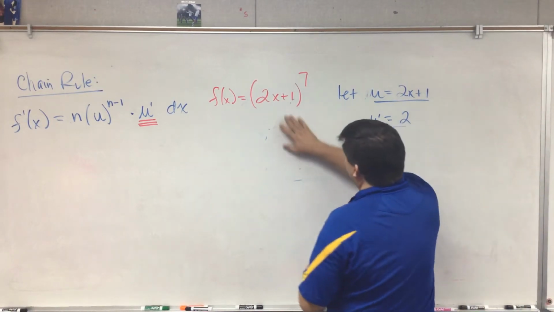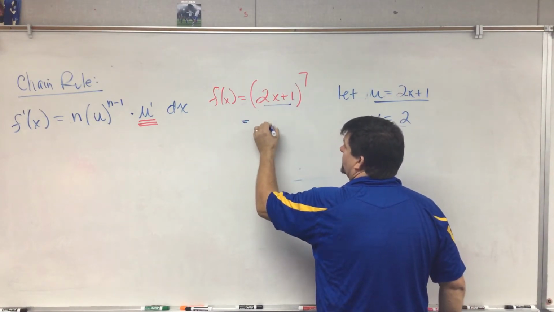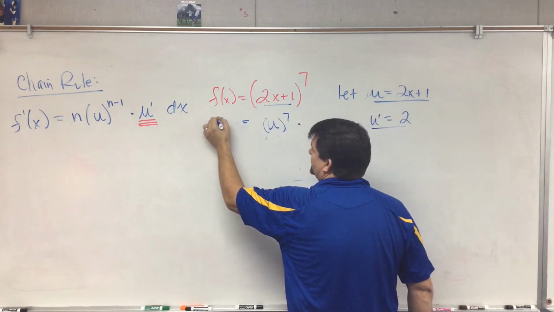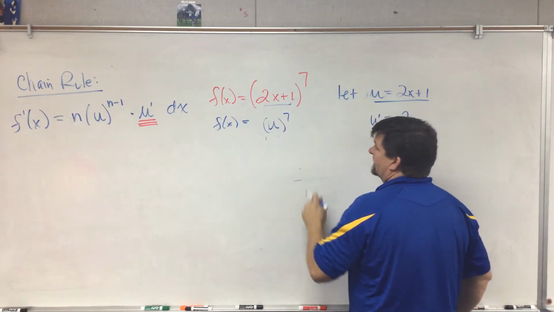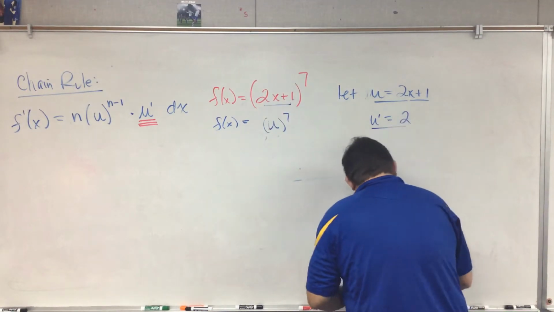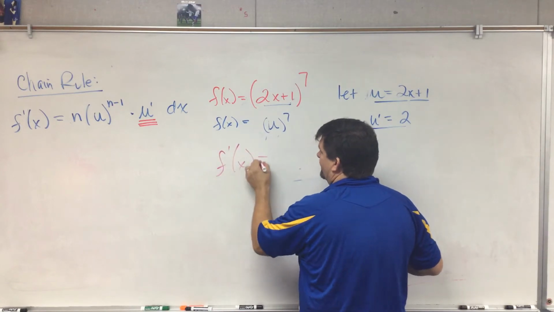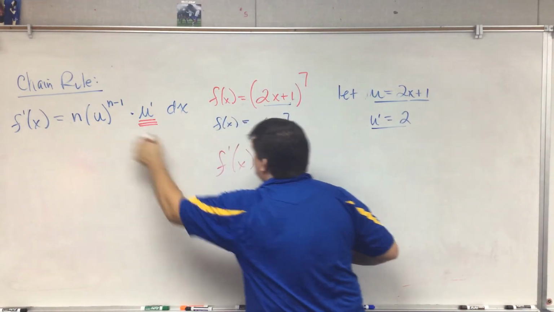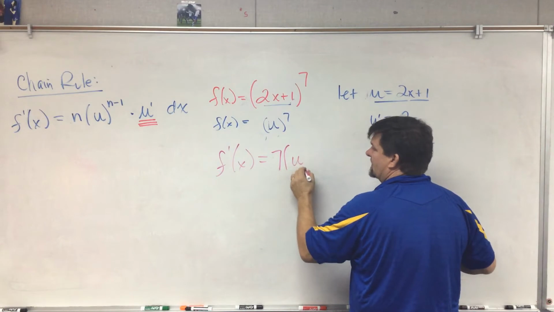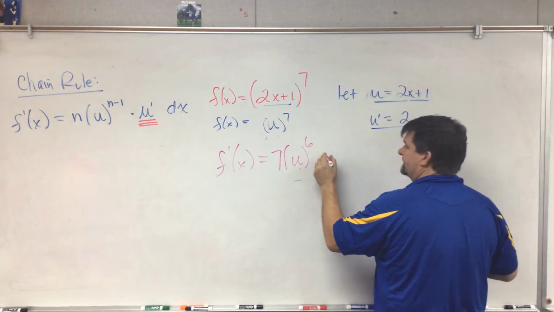Now, since I let this equal u, I get u to the 7th. This is still f of x right here, u to the 7th, right? All I did was say u is equal to 2x plus 1. So if I apply the power rule to my f, to find my f prime, I just use this piece here. What's n? n is 7. 7 moves to the front. I have my u, and I subtract 1, and I multiply it by u prime.